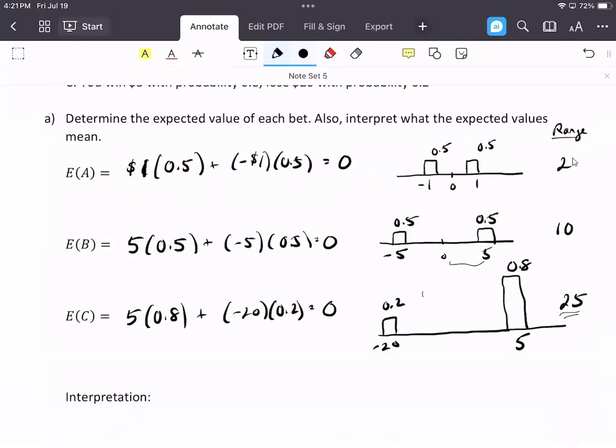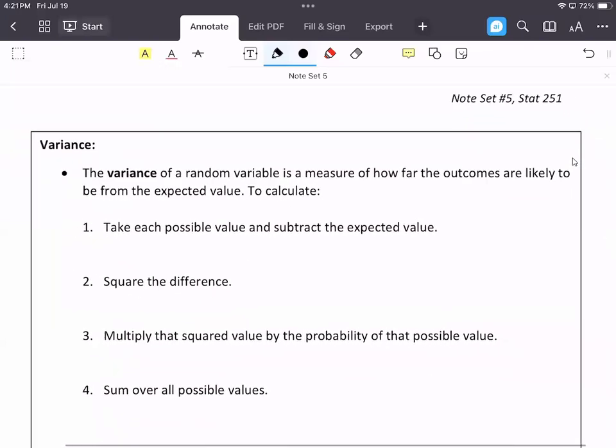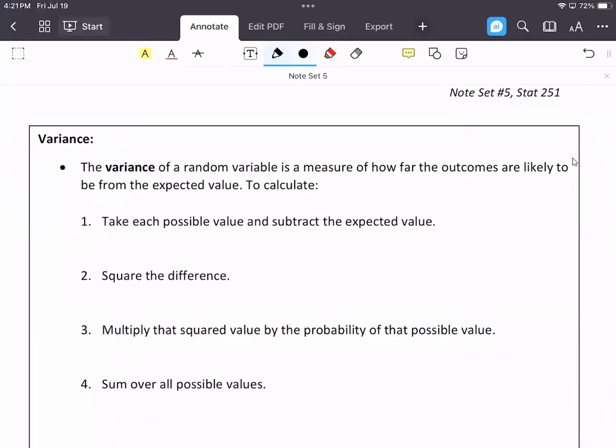Another measure of variability is standard deviation. But to get to standard deviation, we need to calculate variance. So let's walk through the steps. The variance of a random variable is a measure of how far the outcomes are likely to be from the expected value. So I'm going to write EV as the expected value, and V as the value that we're looking at. So take the possible value and subtract the expected value. We're going to do this step by step. So that's the first step.